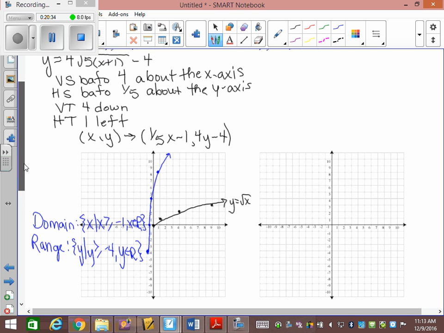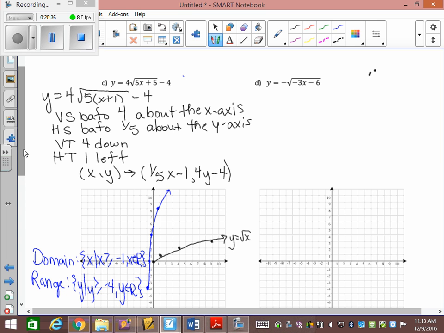Now this one, without even doing the graph, if I just do the equation, y equals negative square root negative 3x plus 2. We have two negatives. We have a reflection in the x-axis. That's going to make my range less than or equal to, right? Reflection in the y-axis is going to be my domain less than or equal to.